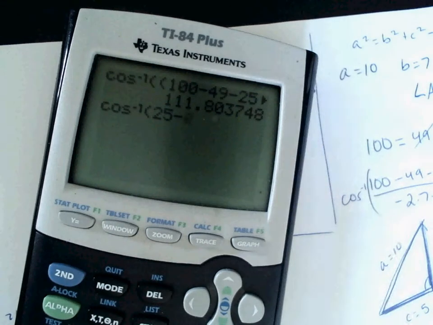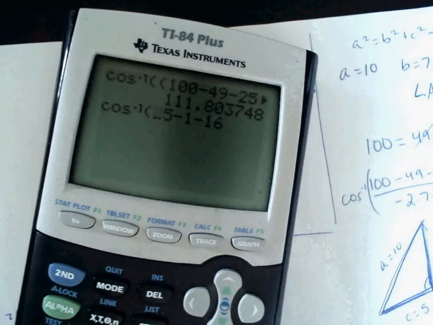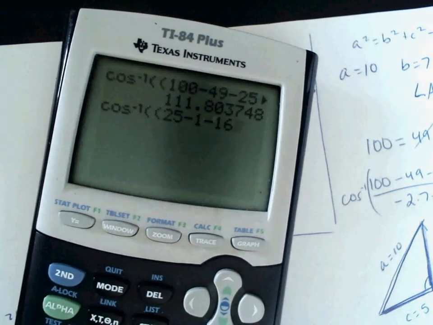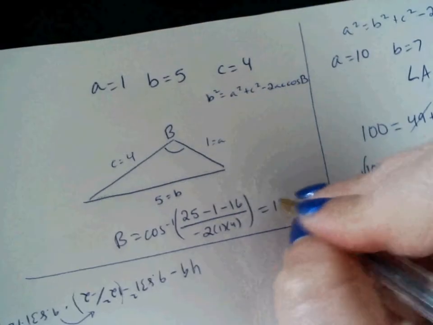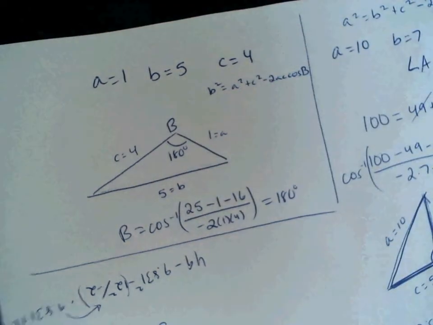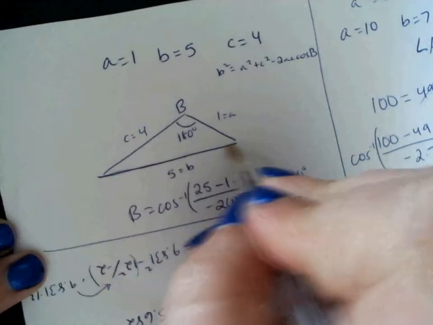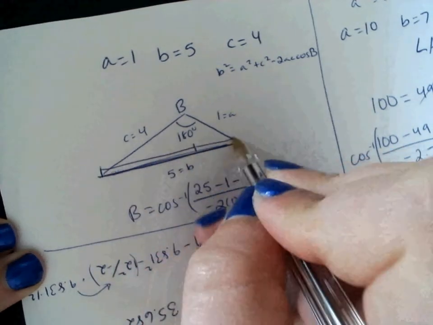And if you notice the problem already, it's that when I subtract in the numerator, I don't get a negative number. I forgot my own piece of advice. So close parentheses, divided by negative 2 times 1 times 4. And I get 180 degrees. So I do get that this right here is 180 degrees, which makes it a line, right? So it would just land on top of it.